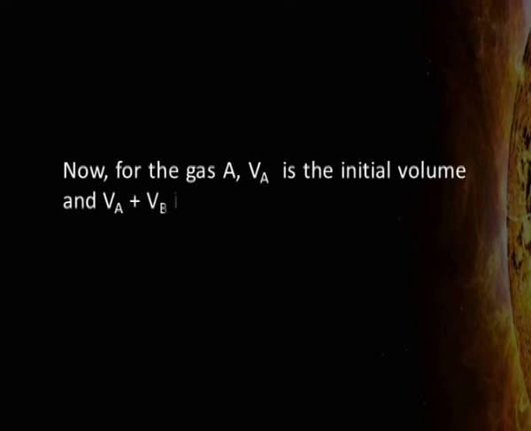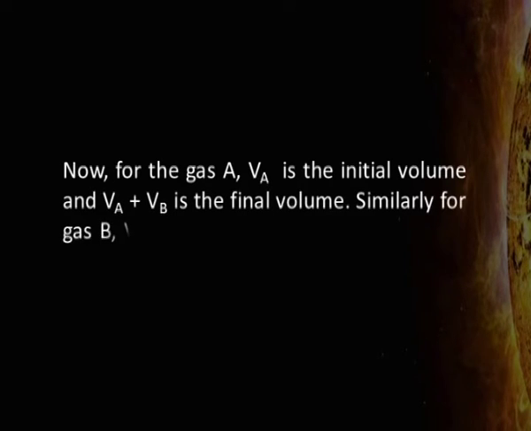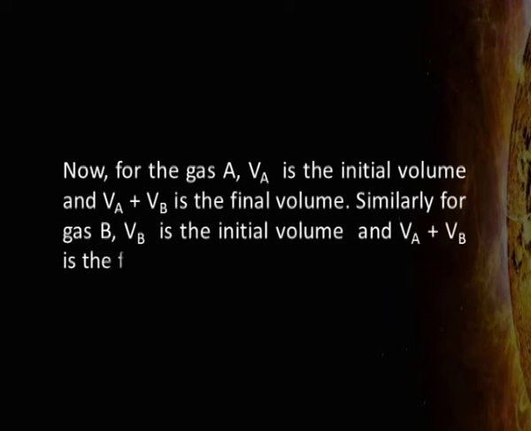Now for the gas A, Va is the initial volume and Va plus Vb will be the final volume. Similarly, for gas B, Vb will be the initial volume and Va plus Vb will be the final volume.